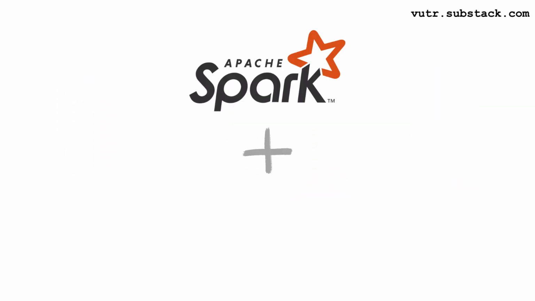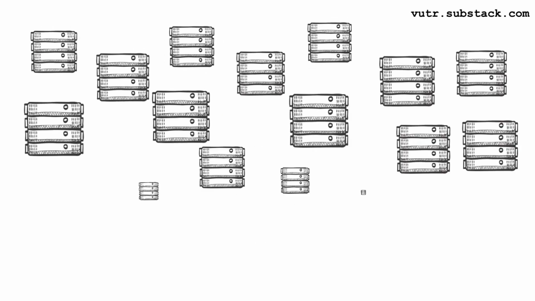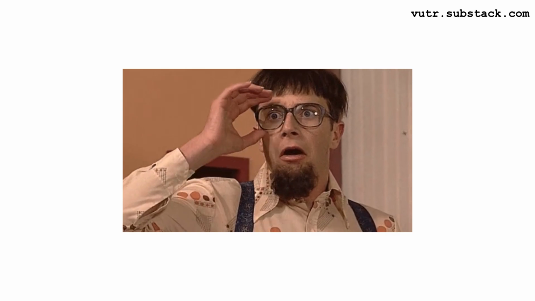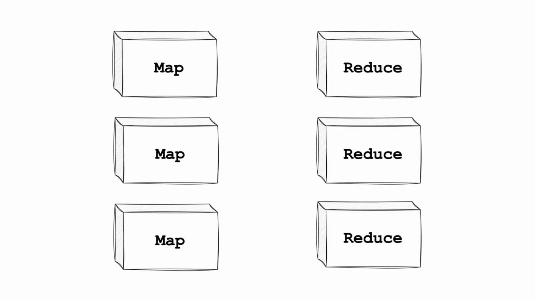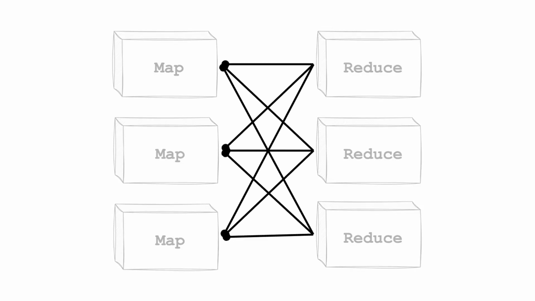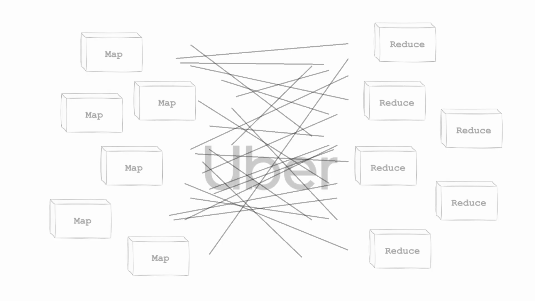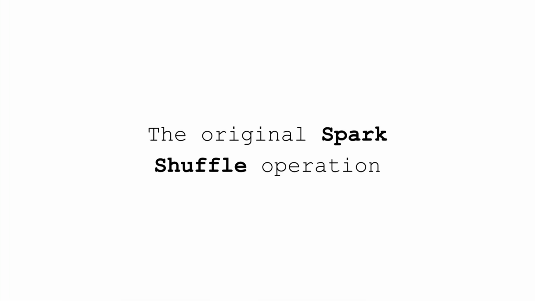Uber's Spark usage has grown exponentially, running on over 10,000 production nodes and processing hundreds of petabytes of data daily. Operating Spark at Uber's scale presents challenges despite its benefits, especially with data transfers between job stages, famously known as shuffle. In this video, we will discover how Uber resolved the shuffle challenge when they operated Apache Spark on a large scale. But first, let's have a look at the original Spark shuffle operation.